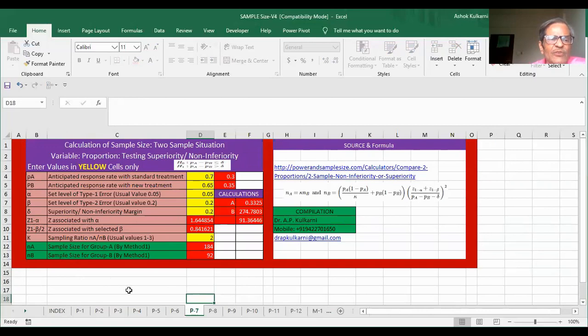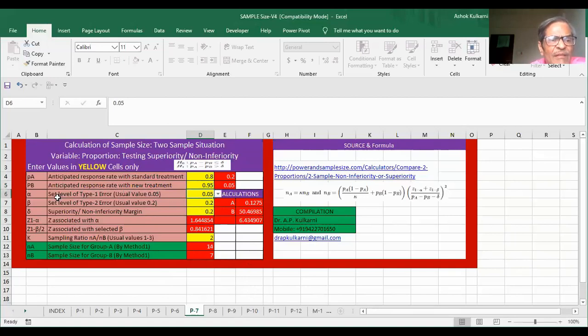And it is asking you for this information in the yellow cells, which you will have to mention. Here, first, the anticipated response rate with the standard treatment. So for the standard treatment, what is the anticipated cure rate? Suppose for the established line of treatment, the cure rate is 80%. So we write 0.8 over here. Then what is the anticipated response rate with the new treatment? We expect it to be more than this. Suppose it is 95%. The anticipated cure rate is 95% with the new drug.